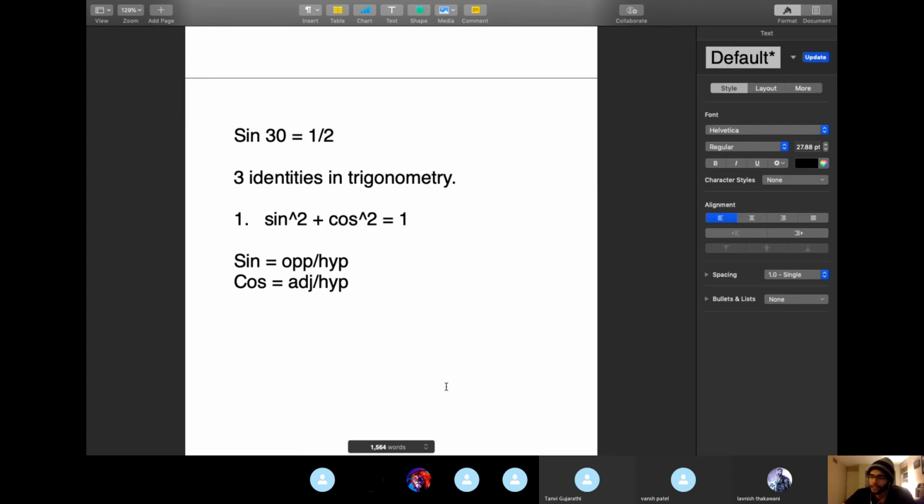I'm going to give you 5 minutes. Just try to think that these guys are fractions, try to square them, try to add them, and see if somehow you can get one.